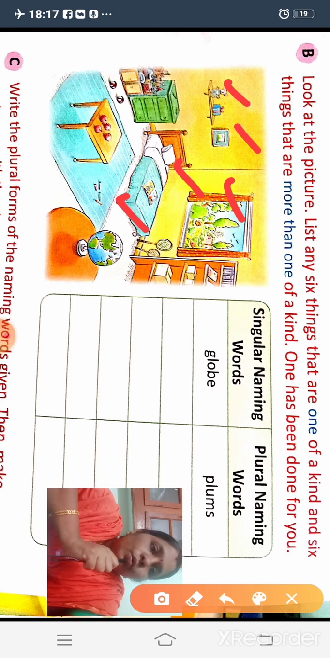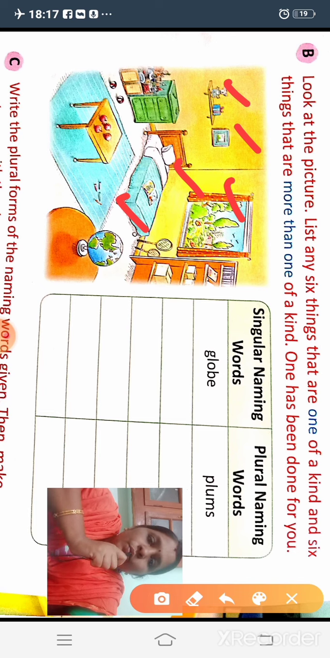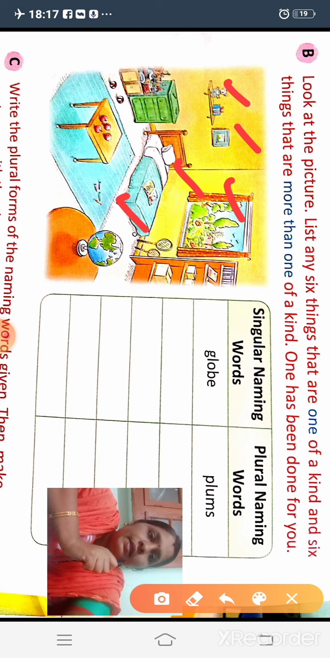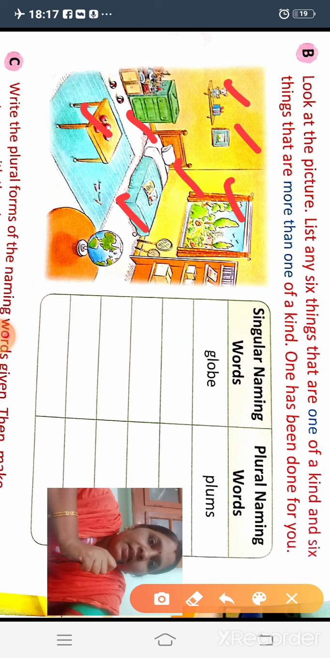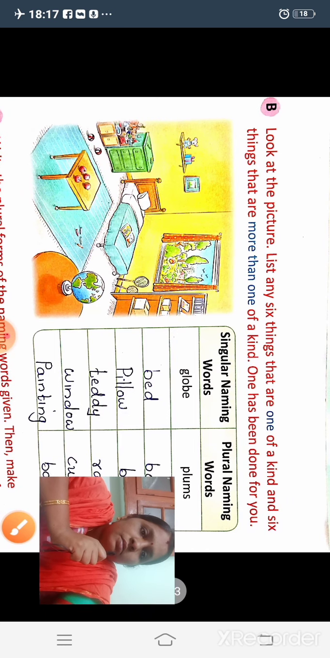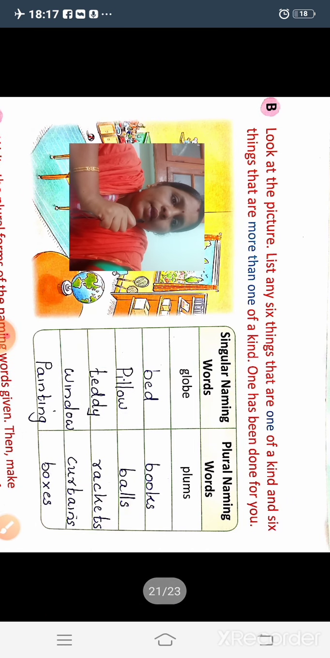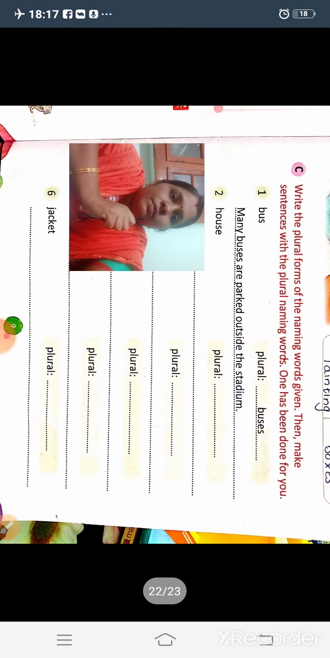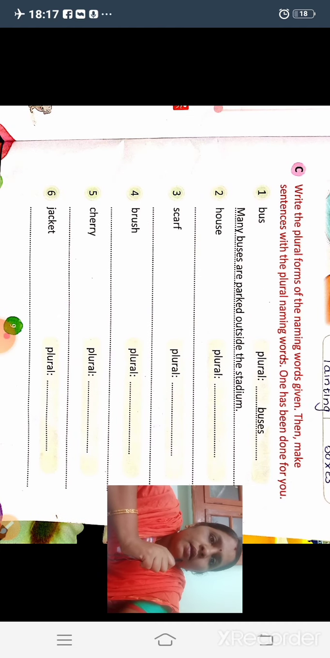Then plural forms also, 6 plural words here. One is already written here, plums, then balls, then rackets, books, then what else, boxes, etc. So write all these also in your textbook. I have written all the answers here. Okay. Then shall we move on to the next exercise? One more exercise, I think.